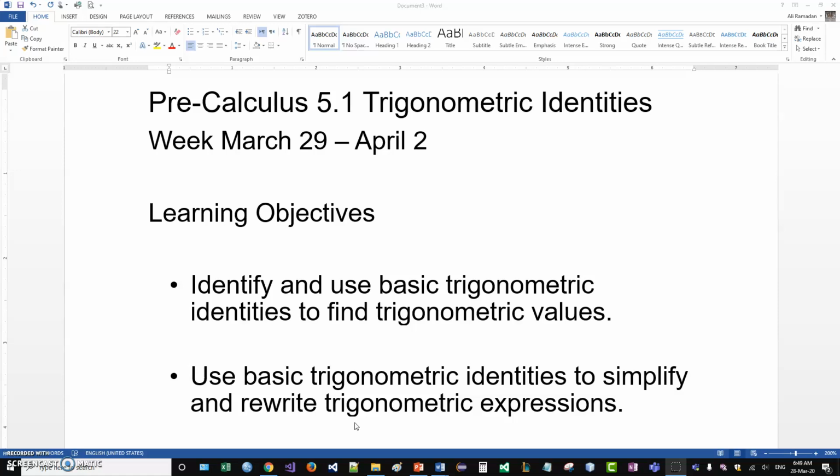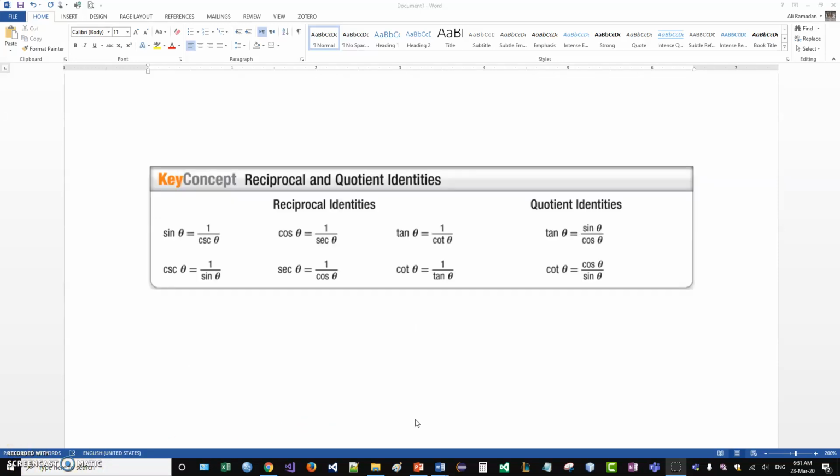The learning objectives of this lesson: identify and use basic trigonometric identities to find trigonometric values, and use basic trigonometric identities to simplify and rewrite trigonometric expressions. Before we start, an identity is something that's true for all values. And a trigonometric identity is an identity that involves trigonometric functions. The first set of identities are the reciprocal and quotient identities.